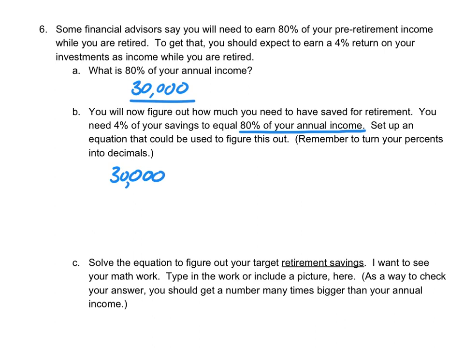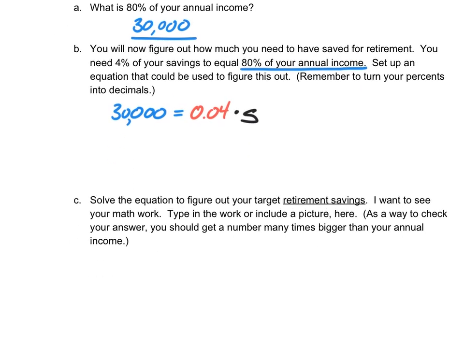And so what do we need equal to that? We need 4% of your savings to equal that. Well, remember, I turned 4% into a decimal, so that means 4% would become 0.04. And we want to say that we're going to be doing 0.04 times our savings. I'm going to use S for savings there. Notice, I set up an equation there that I could use now to solve it. And of course, yours will look different depending on what numbers you're using.